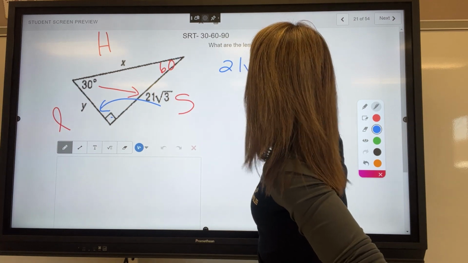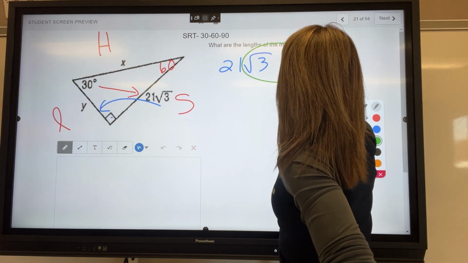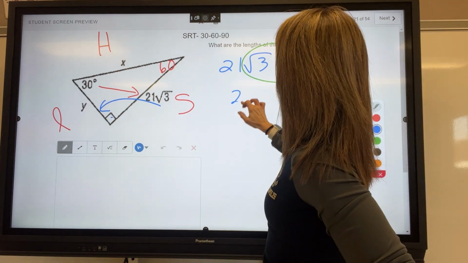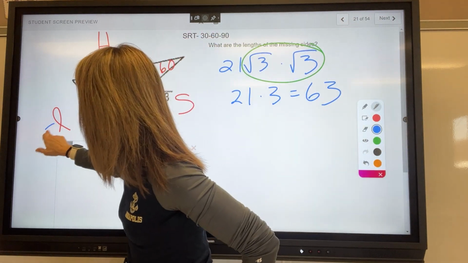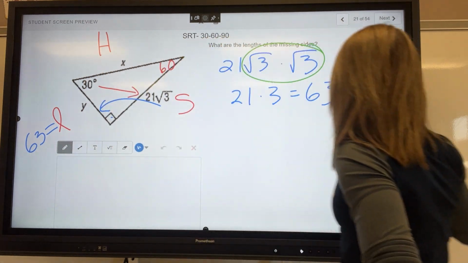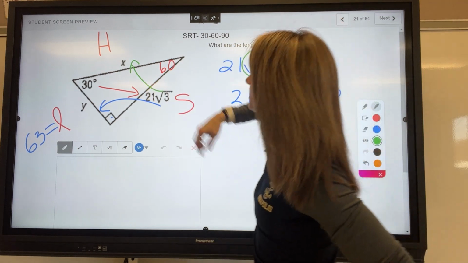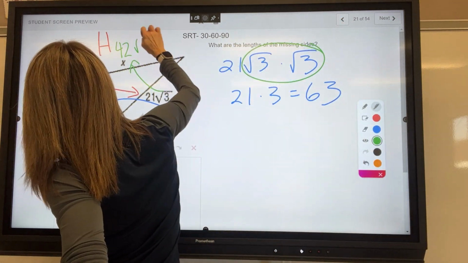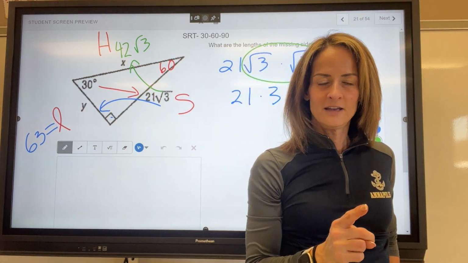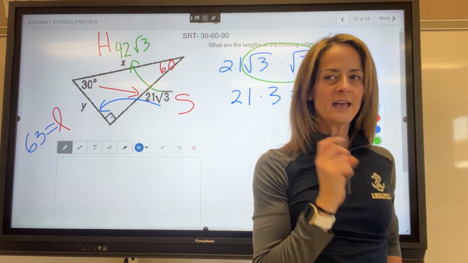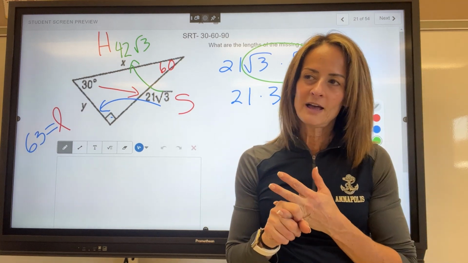So 21 square root of 3 times the square root of 3. Root 3 times root 3 is just 3. So this says 21 times 3, which is 63. And then to get the hypotenuse, we take the short side and multiply it by 2. And that's just going to be 42 root 3. That's it. Questions? It takes practice. But once you get it, you're either multiplying by square root of 3 or dividing by square root of 3, or multiplying by 2 or dividing by 2.